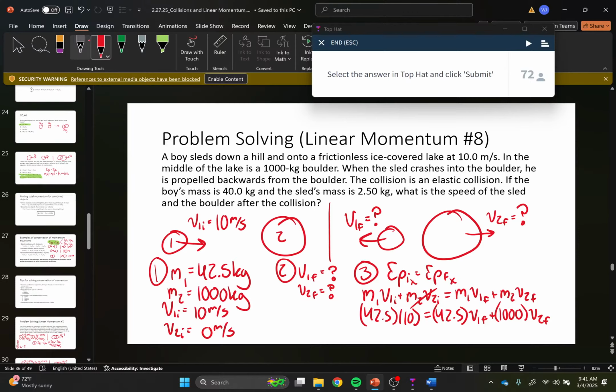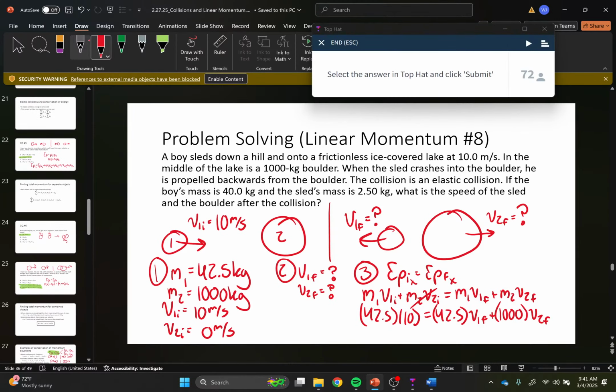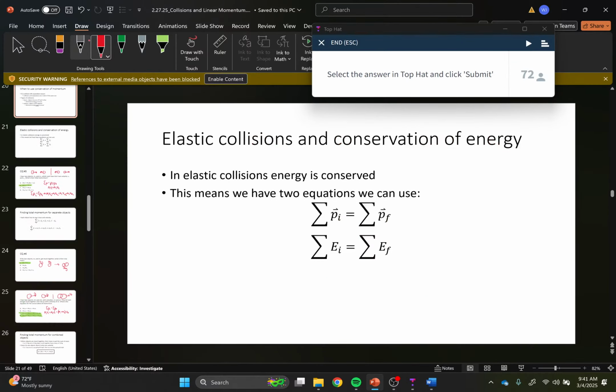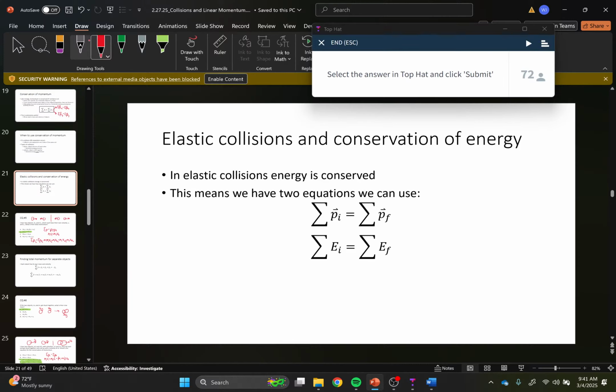All right, so if I scroll, ta-da! In elastic collisions, energy is conserved. Which means not only do we get to make a conservation of momentum equation, we get to make a conservation of energy equation. It's good practice for us.